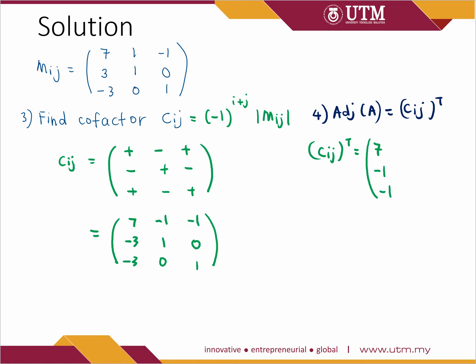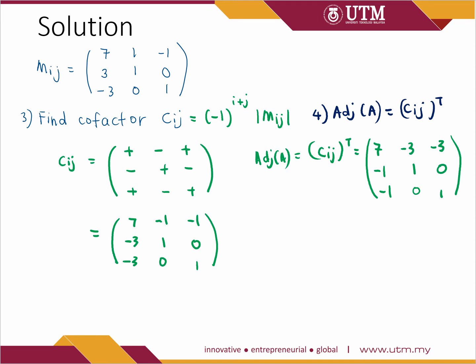Same goes with the second row. So here will be -3, 1, and 0. And the last row will be changed into the column. So -3, 0, and 1. So now we have solved the adjoint matrix of A.